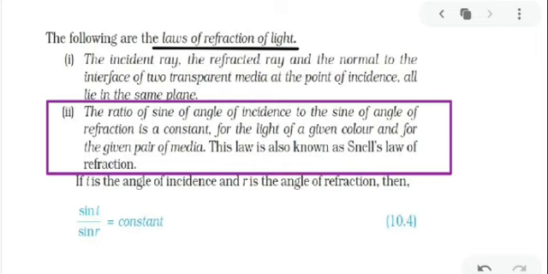Obviously we are studying about light. The first law goes, and you might even remember it from the law of reflection. In both cases it is the same, but instead of the reflected ray they are using the refracted ray. So what was the first law? First statement is: the incident ray, the refracted ray, and the normal to the interface of the two transparent media at the point of incidence all lie in the same plane.